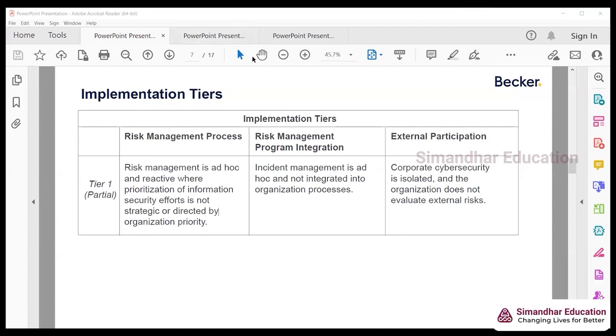Yeah, when necessary or needed, we can do. That means on demand basis, right? Okay. Corporate, sorry. So we are in tier one, partial.